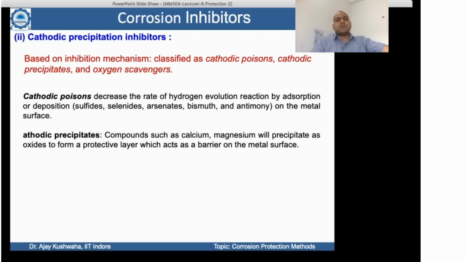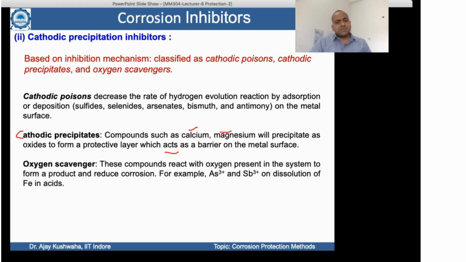Cathodic precipitates are basically compounds such as calcium and magnesium that precipitate as oxides to form a protective layer which acts as a barrier on the metal. Again, we are creating this kind of barrier over the cathode, and therefore we call it cathodic, sorry, it should be C, cathodic precipitates. Then oxygen removal or scavengers: these compounds react with the oxygen present in the system to form a product and reduce the corrosion, for example As3+, Sb3+, or dissolution of Fe in acid. So these three different types of mechanism are there, and any one can be selected for reducing the cathodic reaction.